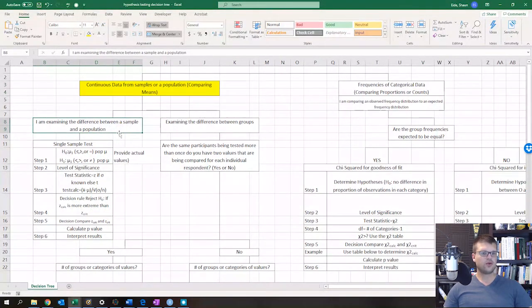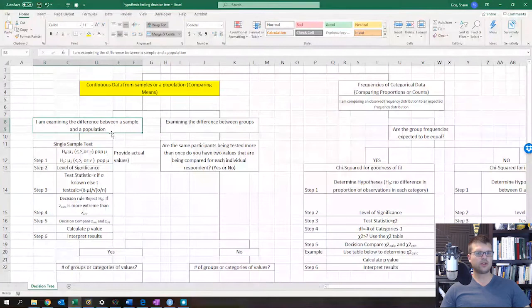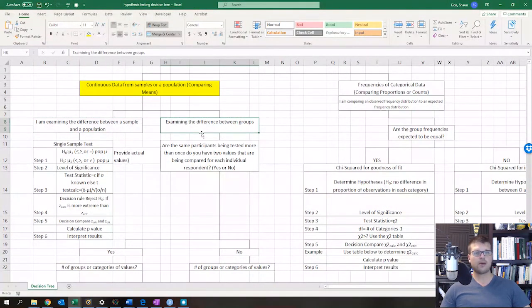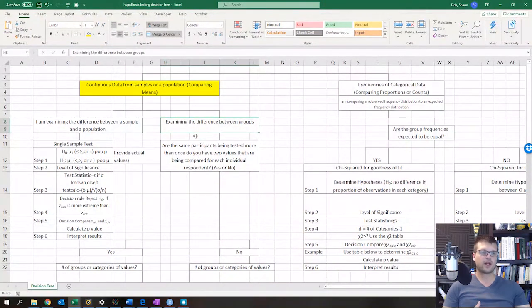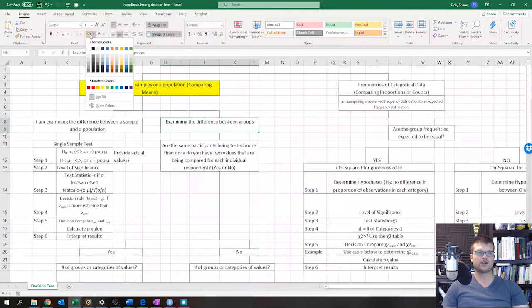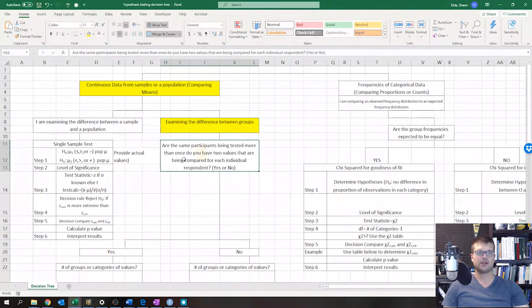So are you examining the difference between a sample and a population, or examining the difference between groups? Once again, this is a little complicated because you're dealing with the same group, but you are dealing with the group at 2 different times, before the class and after the class. Therefore, you're dealing with 2 different groups. It's the same group, it's just at 2 different times.